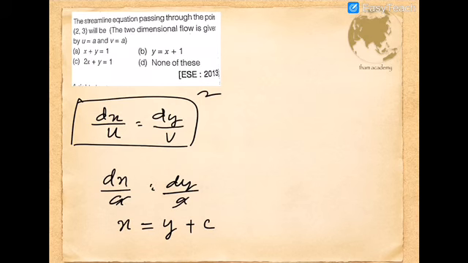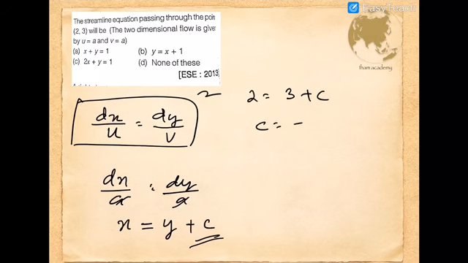So to find out the integration constant, we have a condition that this streamline passes through the point 2, 3. So substitute the values: 2 is equal to 3 plus c. Definitely c is equal to minus 1. So y is equal to x plus 1 is going to be the solution of the corresponding streamline equation. So option B will be the correct answer.